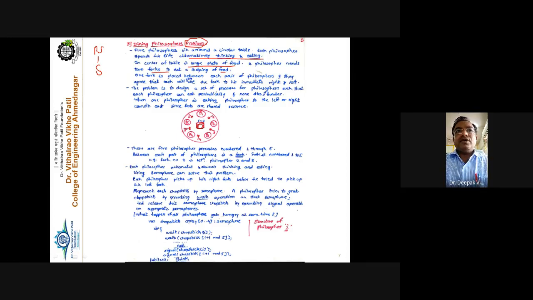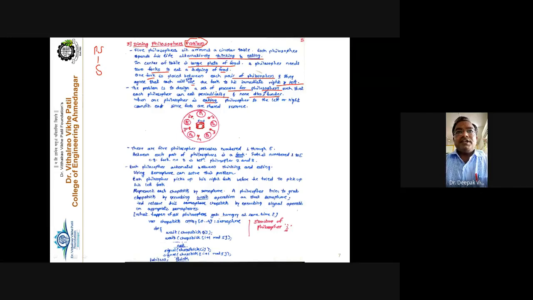One fork is placed between each pair of philosophers, and they agree that each will only use the fork immediately to the right and left. The philosopher must pick up the forks immediately on the left and right hand side. They will not go to some other spoon or fork on the table. What exactly is the problem? The problem is to design a set of processes for the philosophers such that each philosopher can eat periodically and none dies of hunger.